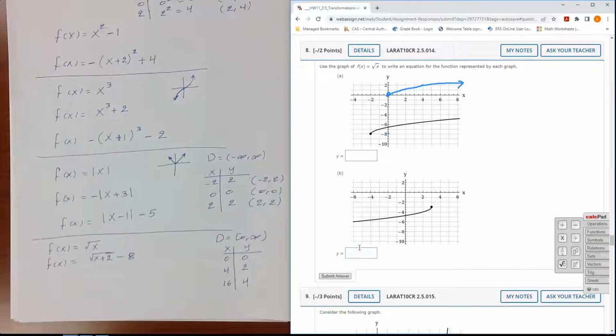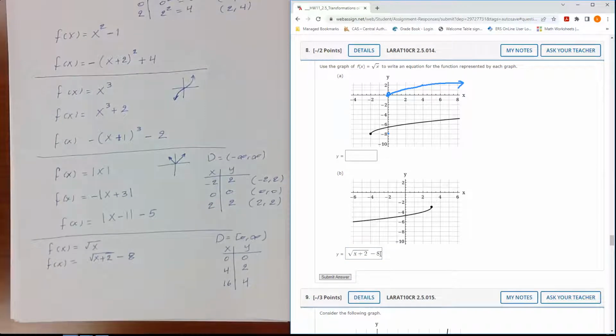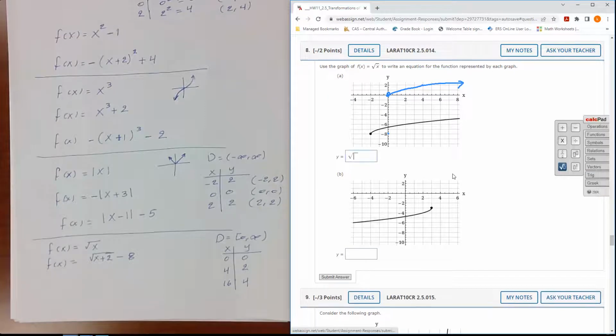square root of X plus 2. And outside, be careful, -8. Not here. I can't copy. I have to rewrite this one again. Here. So it's going to be X plus 2 and outside -8. Let's check the second one.